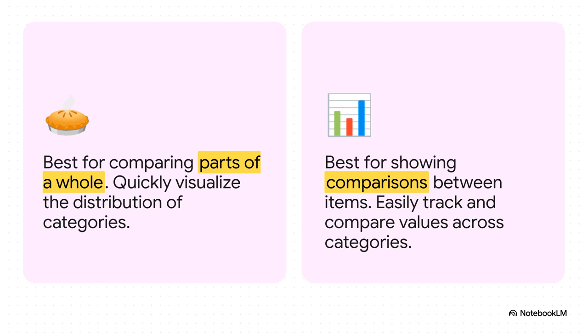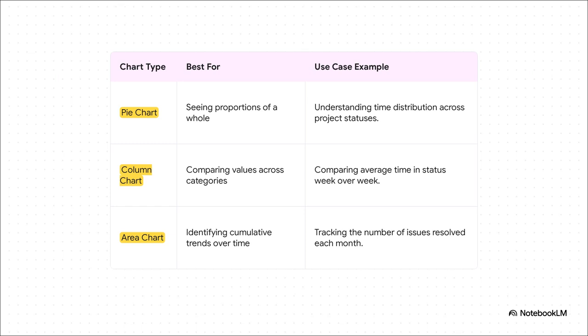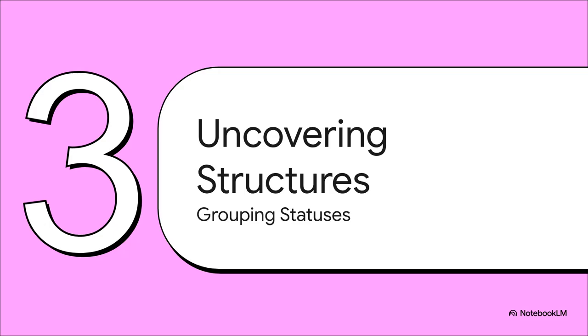But if you want to compare different things side by side, like the time spent on bugs versus new features, the column chart is your best friend. This little table lays it all out. We've talked about pie and column charts, but check out the area chart. This one is awesome for showing how things add up over time. You could use it to see the cumulative number of tickets closed each month, giving you this really clear picture of your team's momentum.